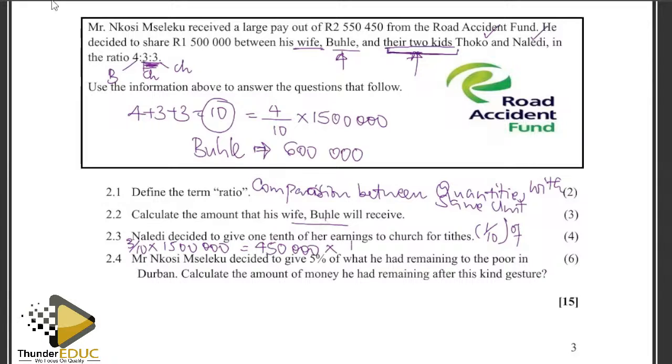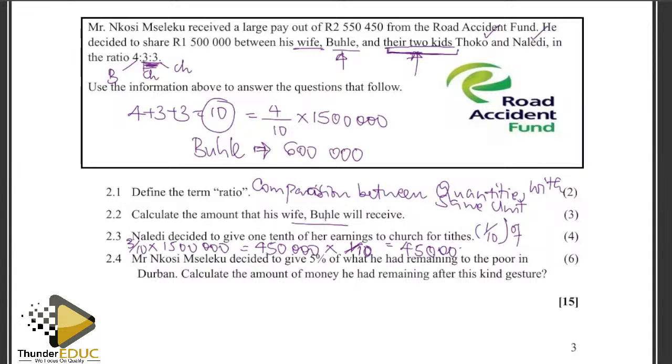So this is the 450,000 we shall multiply by 1/10 because we're looking for a tithe. And here I believe the answer will become 45,000. Okay. Mr. Nkosi decided to give 5% of what he had remaining to the poor in Deben. Calculate the amount of money he has remaining after this kind gesture.